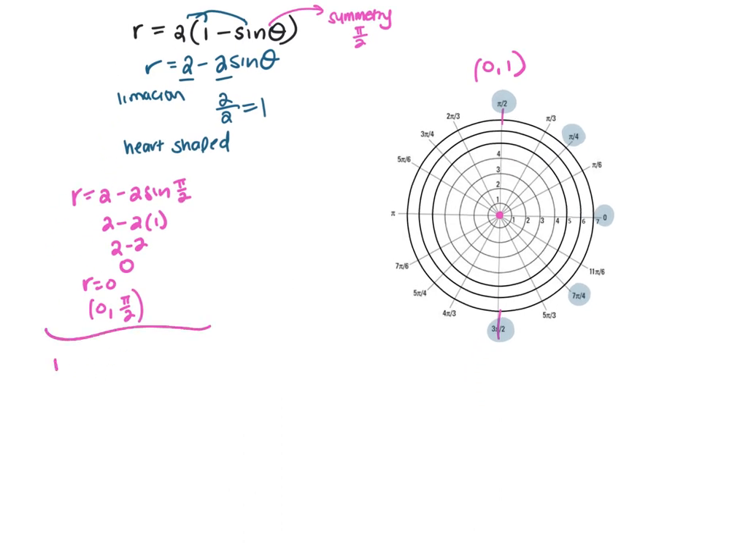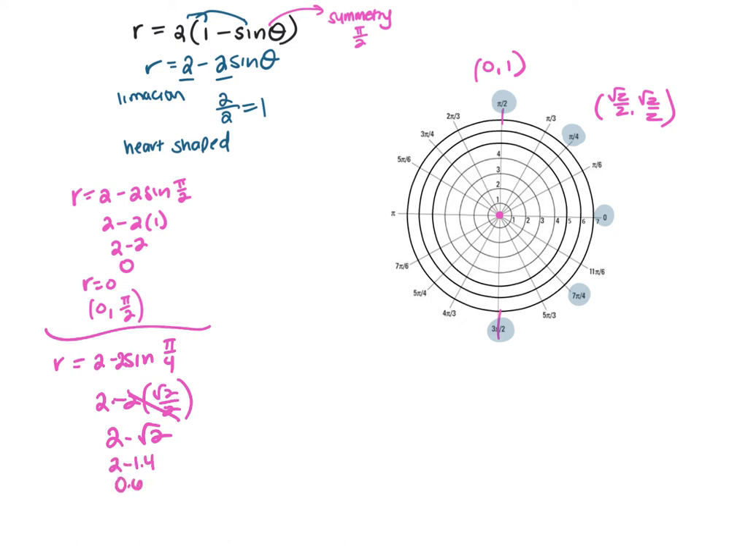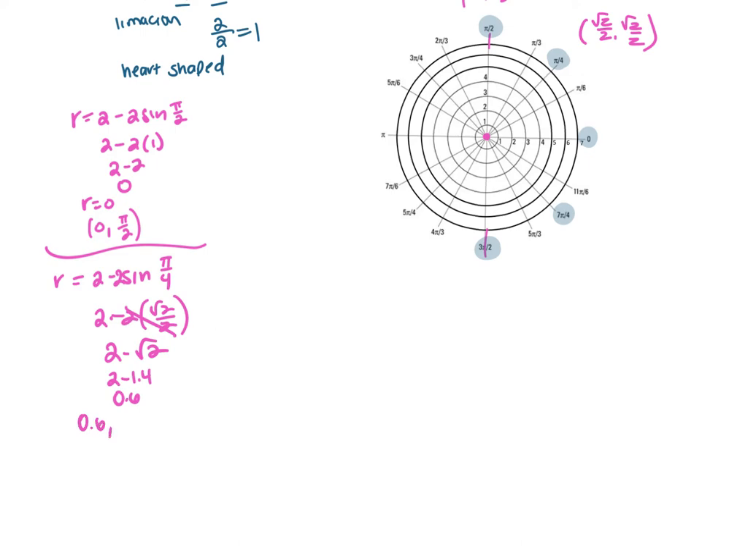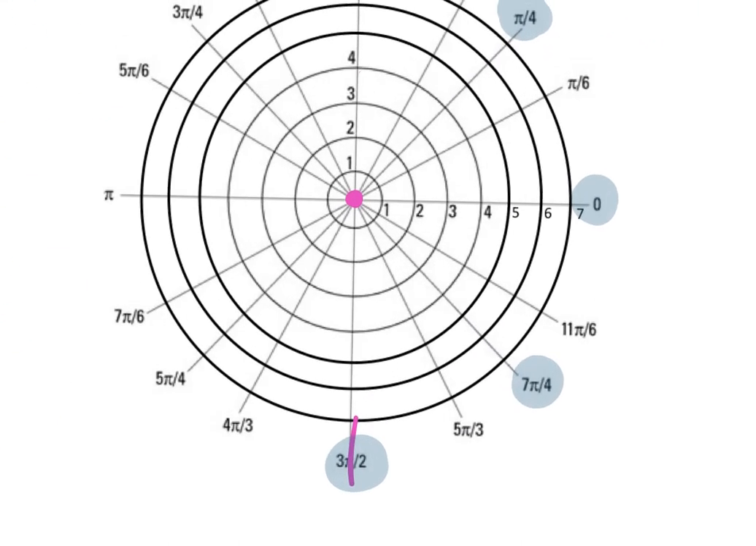So then I'm going to go r equals 2 minus 2 sine pi over 4. At pi over 4, my coordinate point is root 2 over 2 and root 2 over 2. The sine there is root 2 over 2. These cancel. I get 2 minus root 2. And yesterday we talked about memorizing root 2 to make our lives easier, and we approximate it to be 1.4. So 2 minus 1.4 is 0.6. So that's the r when my theta is pi over 4. So it's 0.6.